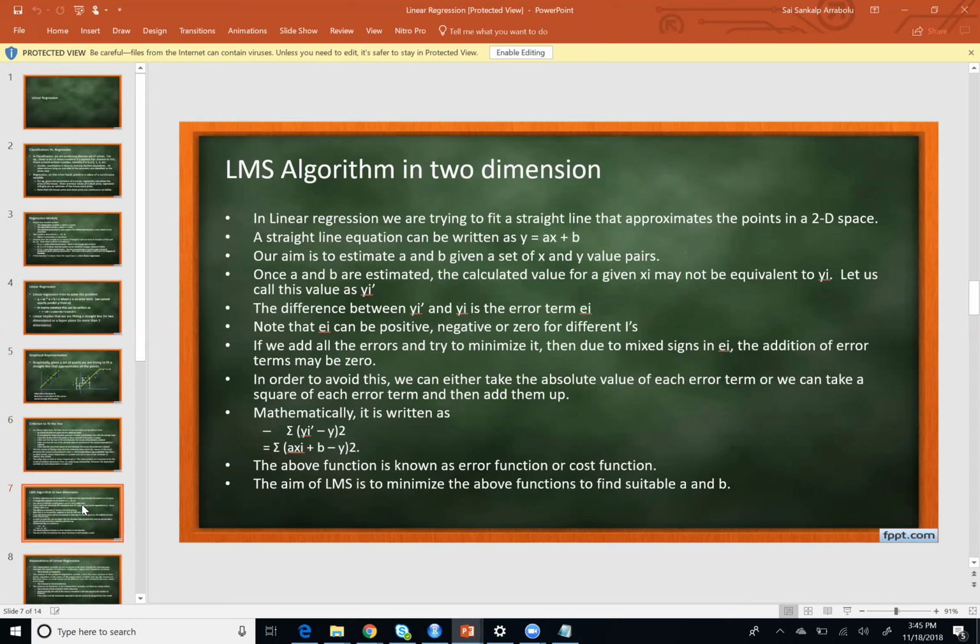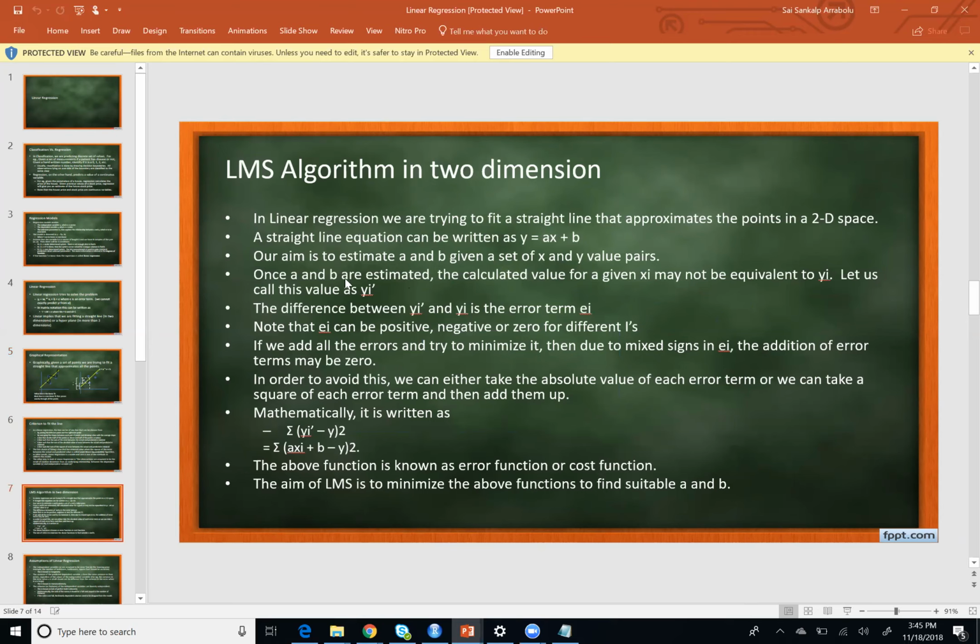Okay. So let's look at what the least mean square algorithm is. In linear regression, we try to fit a line that approximates the points in a 2D space. That's what we've been talking about, right? A straight line can be written as y equals ax plus b. Our aim is to estimate a and b given a set of x and y pairs. If your number of x and y pairs exceeds 2, then the excess will be degrees of freedom.